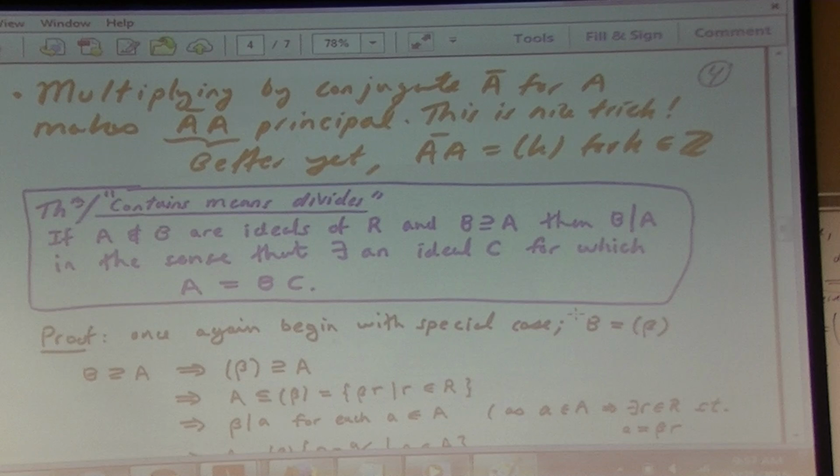Okay, so again, the calculational theme here is that multiplying by the conjugate, A bar for A makes A bar principal, and this is a nice trick. But it's better than that even because it's not just a principal ideal. It's a principal ideal generated by an integer, which is pretty awesome. So here's the other theorem. Contains means divides. Okay, so we keep coming back to this and what follows.